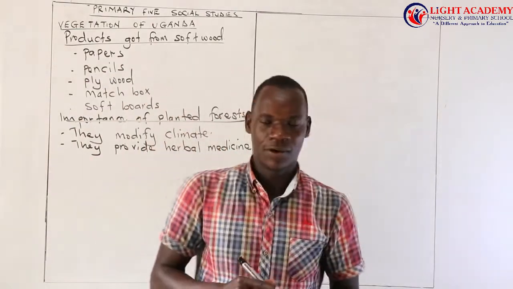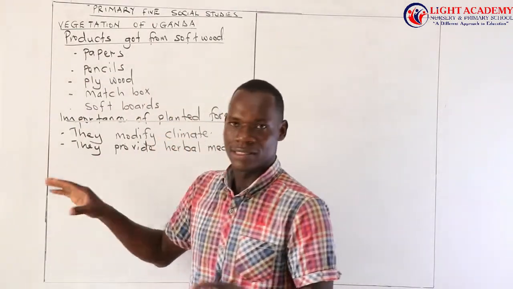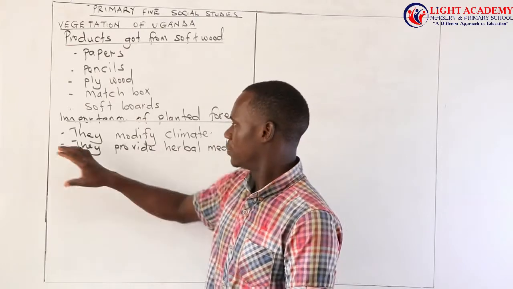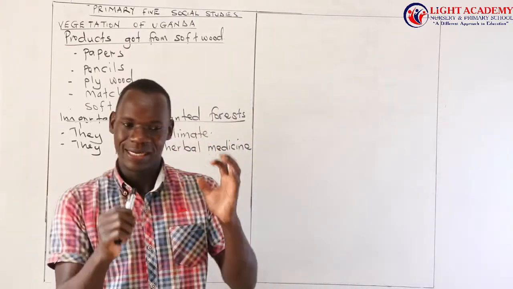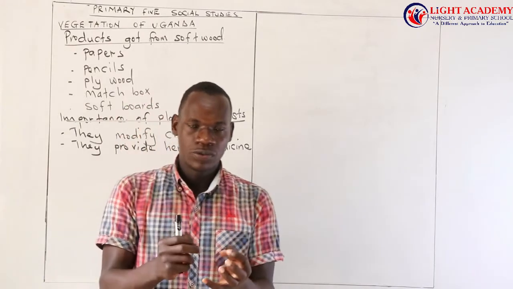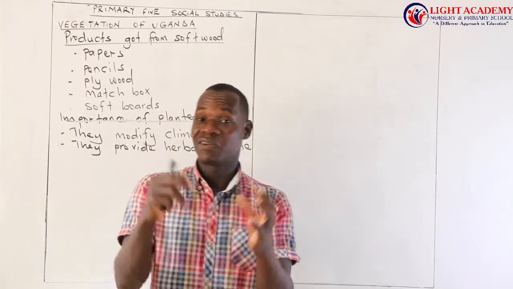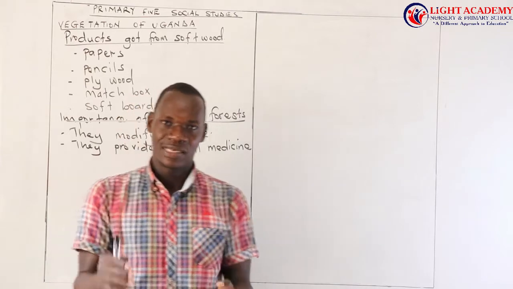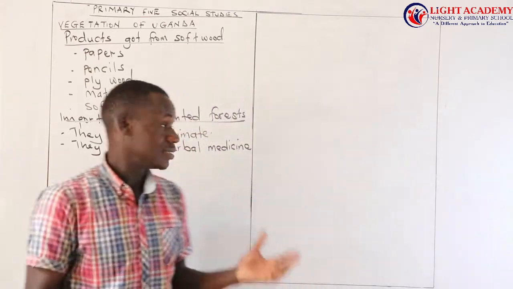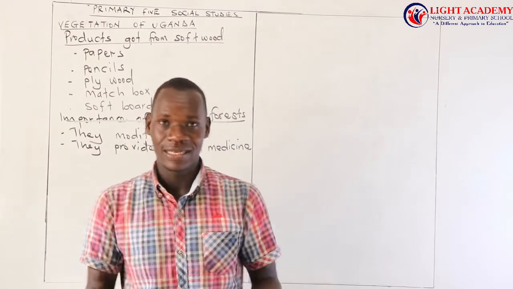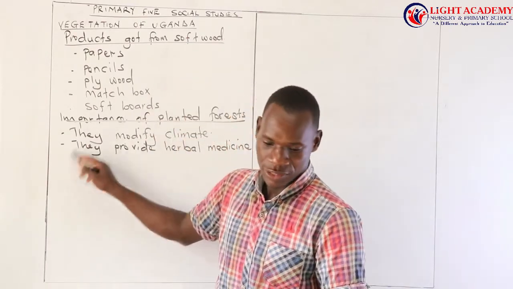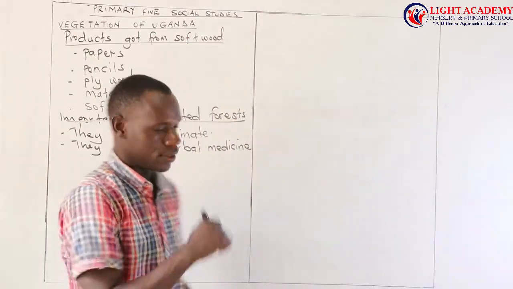The herbalists, or rather the herbal doctors, still they go and gather a lot of things from these forests. Either they use the bark of the wood, or the leaves, or the stems, or the roots. Different parts are used as herbal medicine, hence helping the healing of human beings, or rather the treatment of human beings.